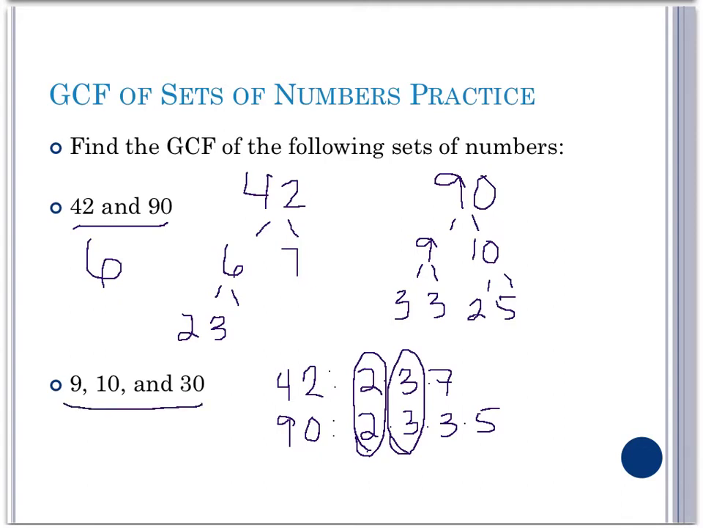What about 9, 10, and 30? Well, let's look at 9 and 10. 9 is 3 times 3. 10 is 2 times 5. There's nothing in common between those two in terms of their prime factorization, so that means there's nothing in common for the entire set of numbers. No greatest common factor other than 1.